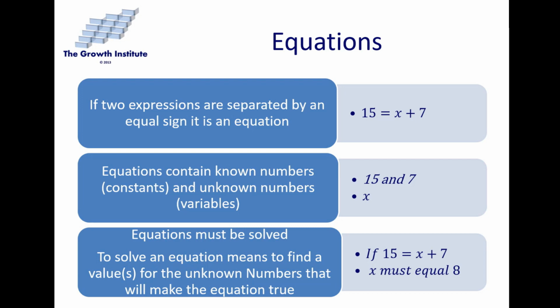So in this case, if 15 is equal to x plus 7, x must be 8 because it is the only thing that will make this true. Now, sometimes in the higher, more advanced maths, you could have more than one number that satisfies x.